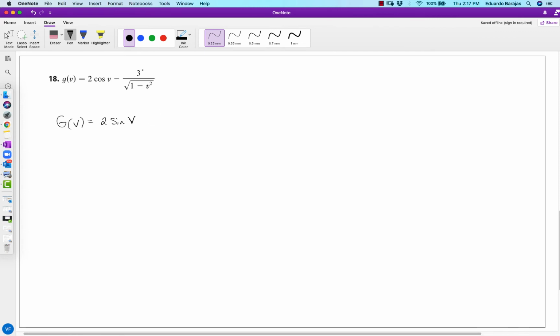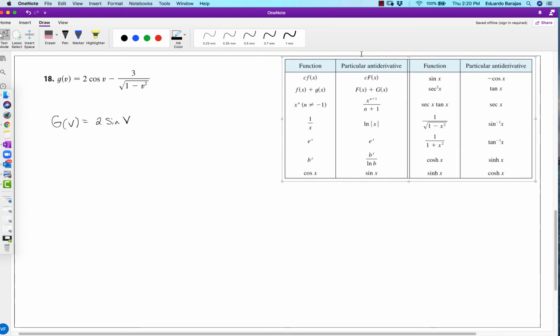Okay, and this one, again, that looks really ugly until you remember the derivative of sine inverse. So if you remember your derivatives, you can reference a table like this. And if you recall, the derivative of sine inverse x is equal to 1 over the square root of 1 minus x squared, then we can conclude that the antiderivative, going backwards, given this, the antiderivative would be sine inverse. Well, that's what we have here. So just by knowing that, I know that this must be minus 3 sine inverse of v.